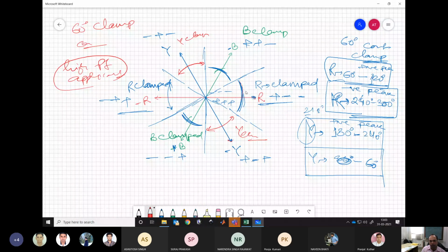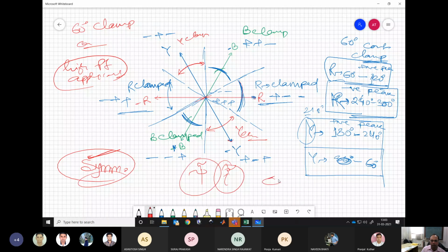Now what vector sequence will work where, that we can see in the next class. And also the symmetry, how do we maintain that? So these two things and some more things like the current ripple and flux ripple analysis, and then we will close our space vector PWM.